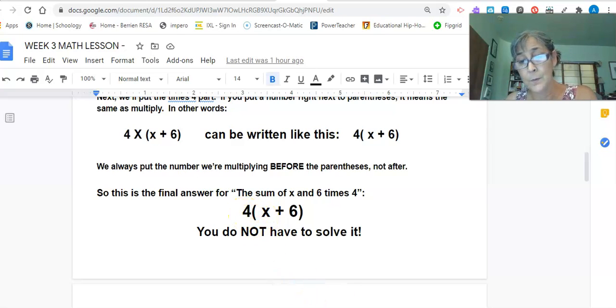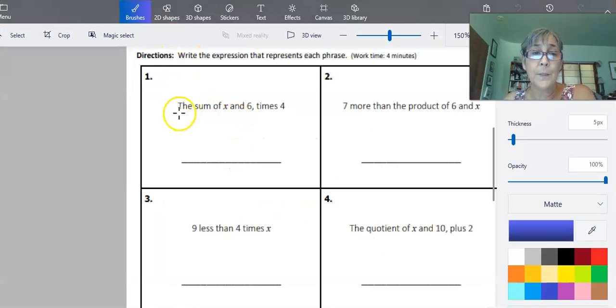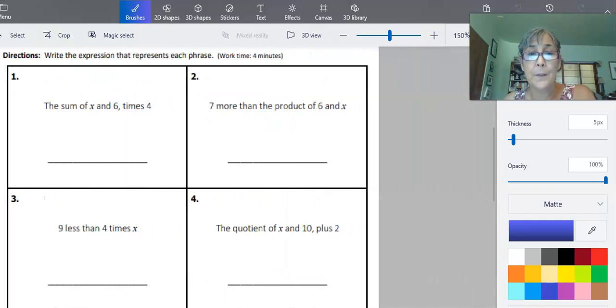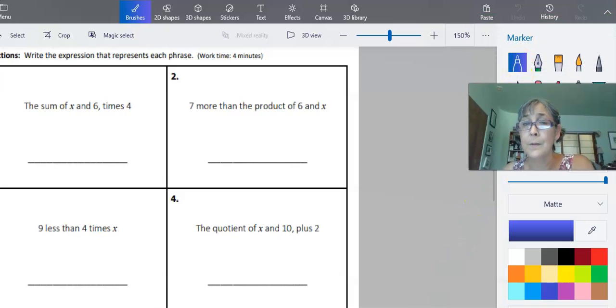All right, let's do some of these, and then you can have a turn. We just did this one, the sum of x and 6 times 4, so we'll skip that. Let's do the next one and think about it as we do it. Ooh, this one has one of those phrases for sure. Okay, 7 more, then more is going to be adding, right? Then the product of 6 and x. There's one of those phrases, the product of 6 and x. So I need to do that first. Product means times.